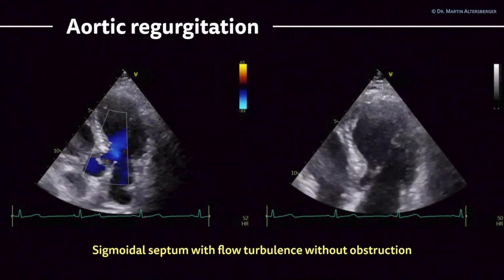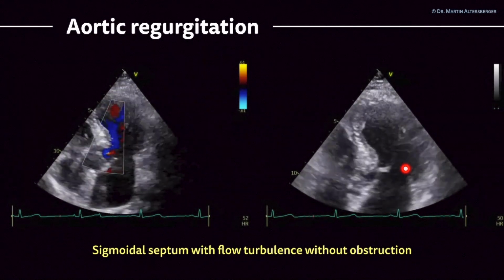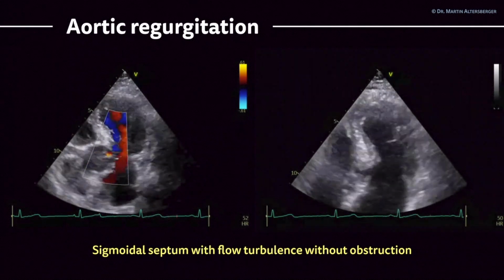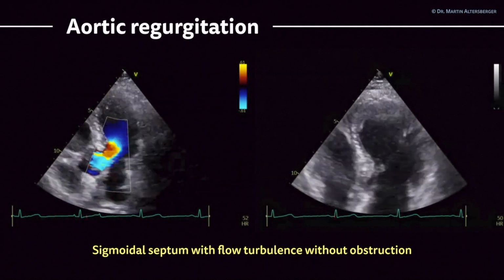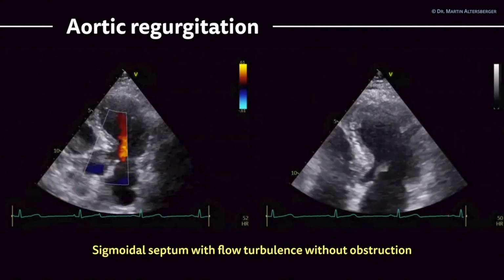Furthermore, note in this patient the overall small left ventricular cavity and the high normal ejection fraction. When this patient is hypovolemic, this gradient possibly becomes hemodynamically relevant.